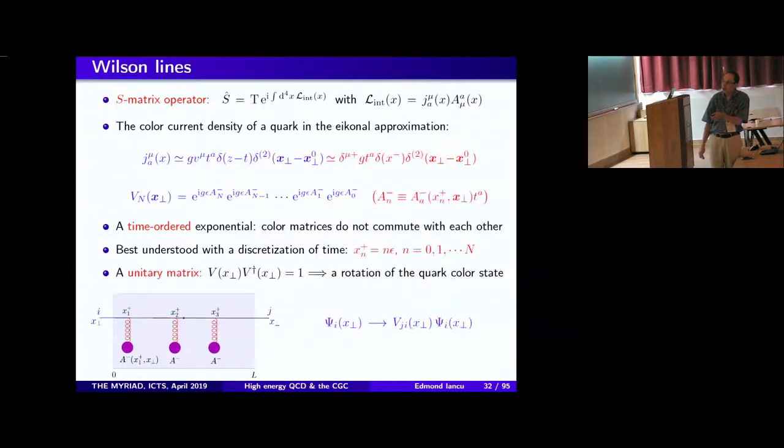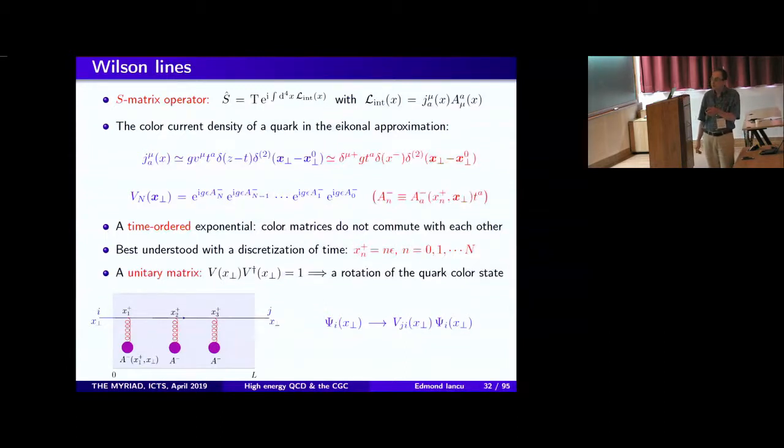In any of these small Wilson lines, I can forget about the time ordering, because now I can expand each of these small exponentials only to linear order in epsilon. And to linear order in epsilon, the time ordering is irrelevant. So any of these exponentials with small epsilon is identical to 1 plus i epsilon a.